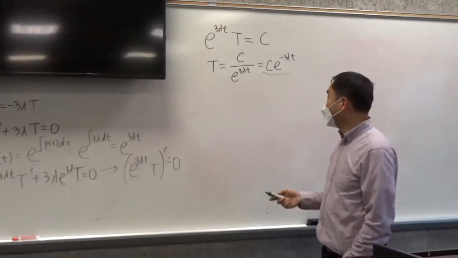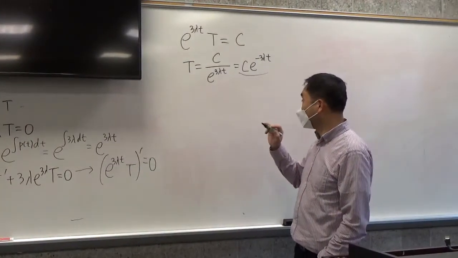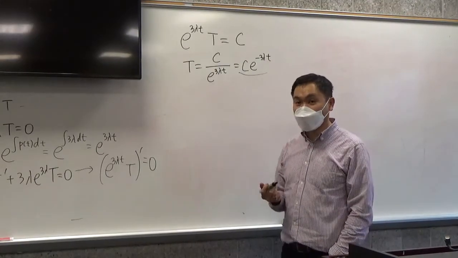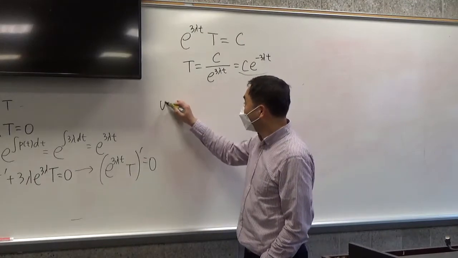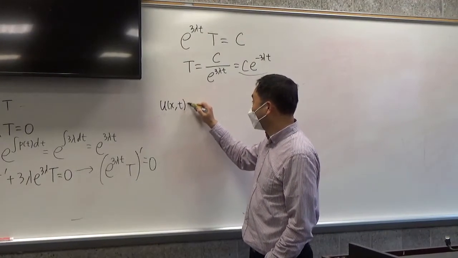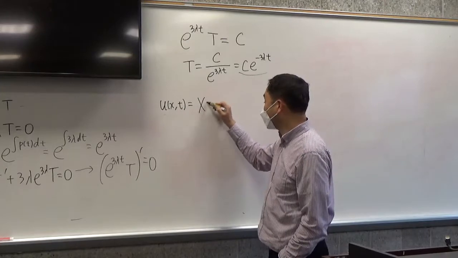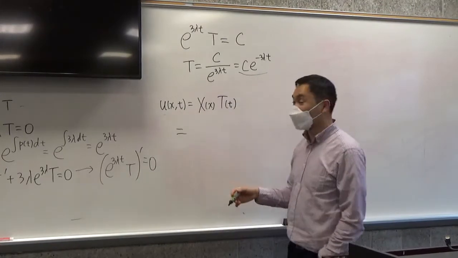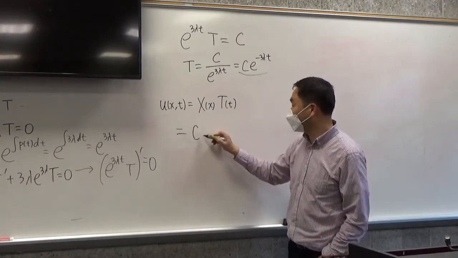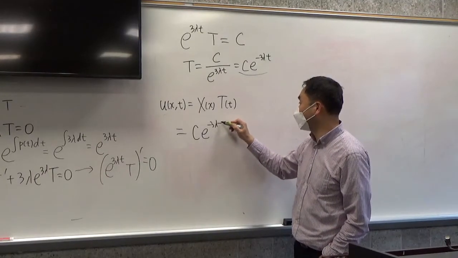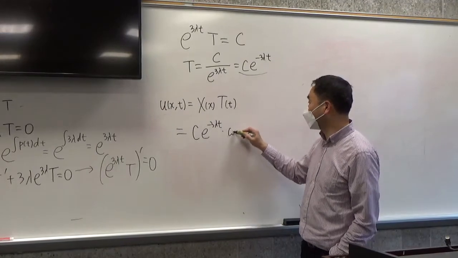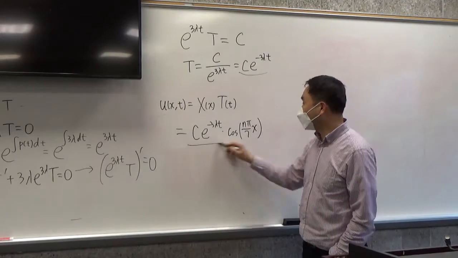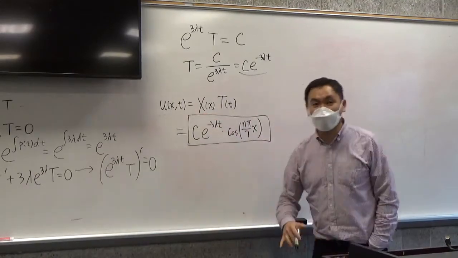All right. So that's what we have, and then you multiply the two functions that we obtained. So u of x,t, as we agreed, is a function of x times a function of t, and we actually found the two functions. First, T was this thing, it was C times e to the negative 3 lambda t, and then X of x was cosine n pi over 7 x. And that is the result of our step 1.